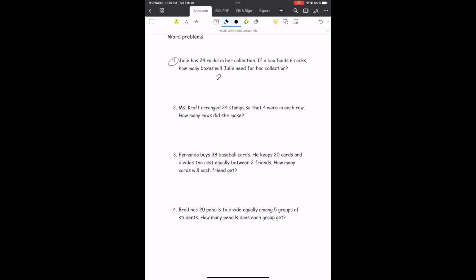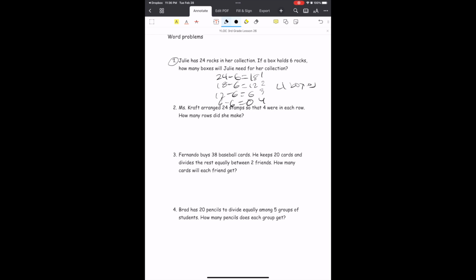Well, 24 rocks minus 6 is equal to 18. 18 minus 6 is equal to 12. 12 minus 6 is equal to 6. And then 6 minus 6 is equal to 0. So she would need 1, 2, 3, 4. So your answer would be 4 boxes.